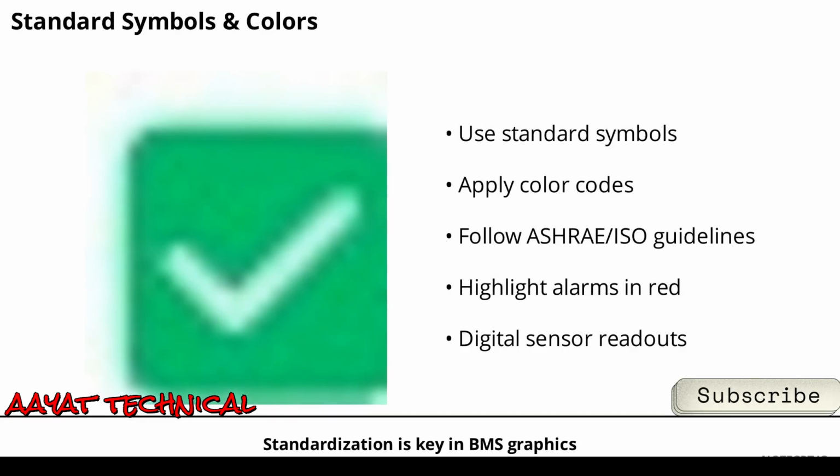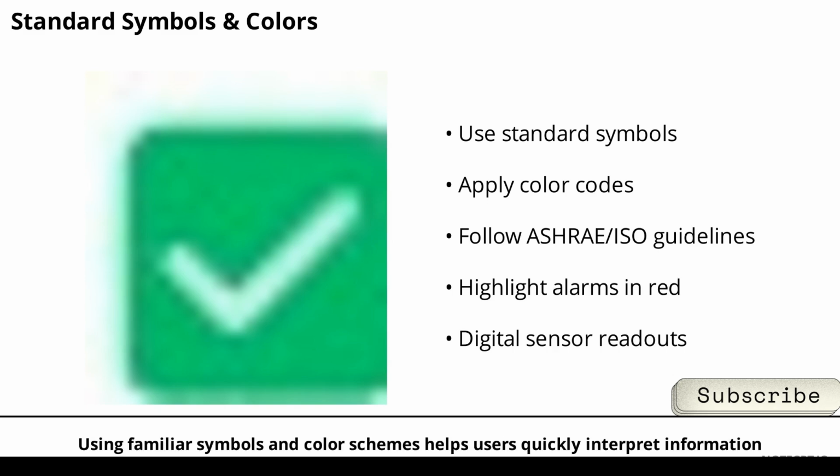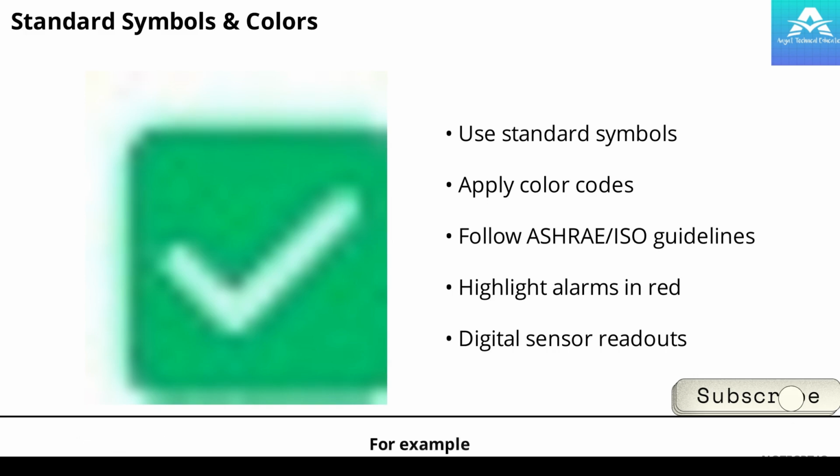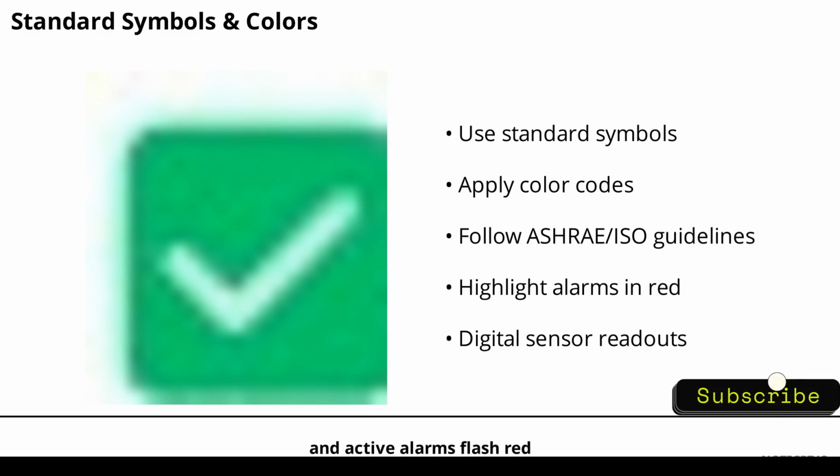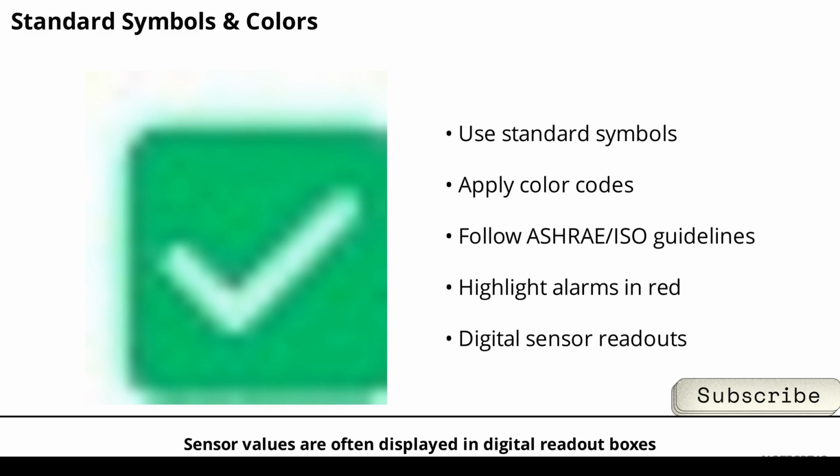Standardization is key in BMS graphics. Using familiar symbols and color schemes helps users quickly interpret information. For example, a running fan might be shown with a green or blue blower icon, while a stopped pump appears gray. Open valves are green, and active alarms flash red. Sensor values are often displayed in digital readout boxes. Following standards like ASHRAE or ISO, when available, ensures that everyone from engineers to operators can understand the graphics at a glance.